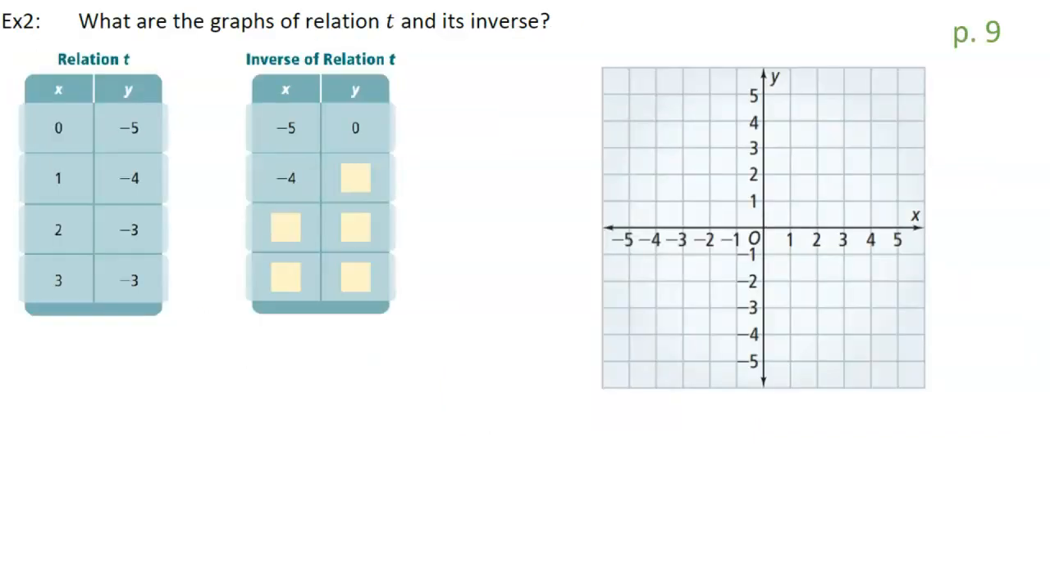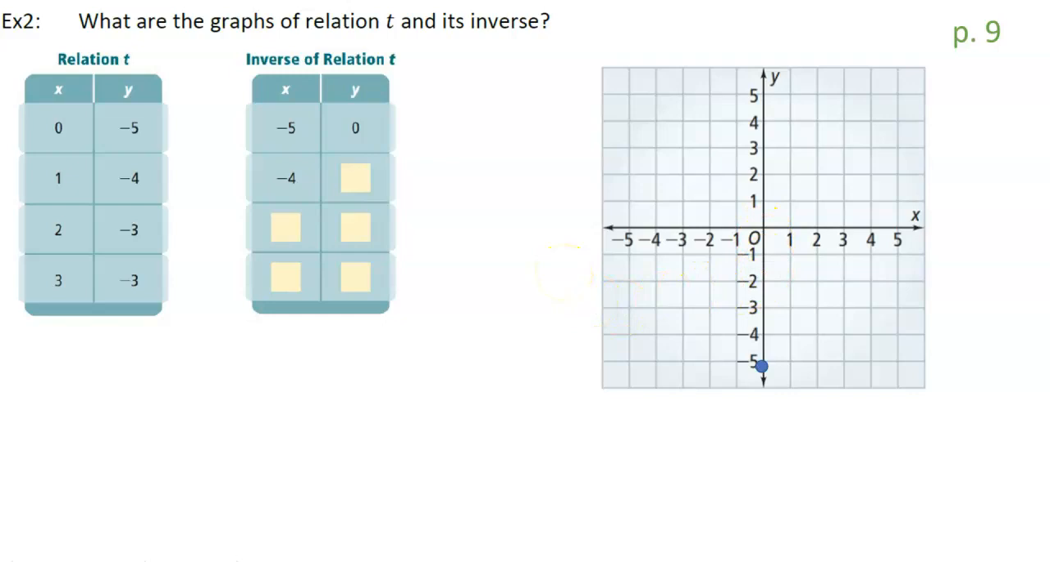All right, what are the graphs of the relation t and its inverse? So right here we've got a set of ordered pairs, not necessarily a graph to connect the dots, just a relation. We're just going to make the dots on our graph. So let's go ahead and plot these points out. So (0, negative 5), we're going to go left and right 0 and down 5.